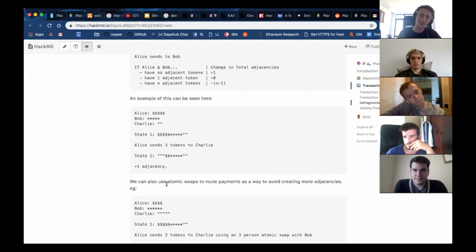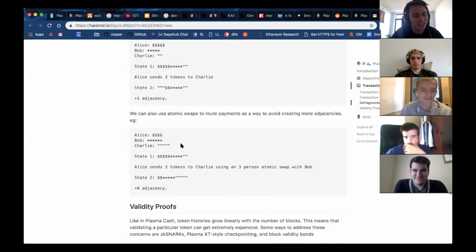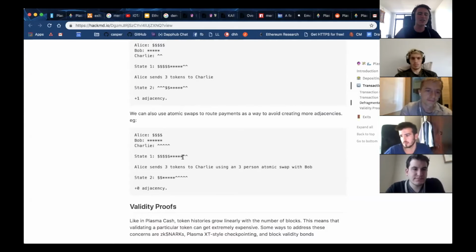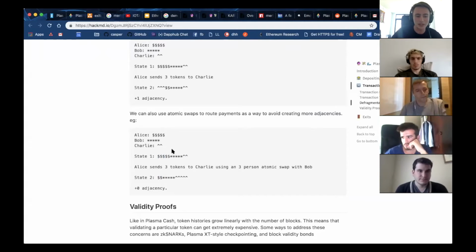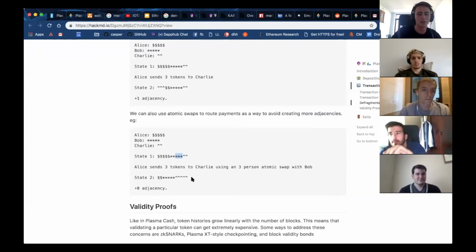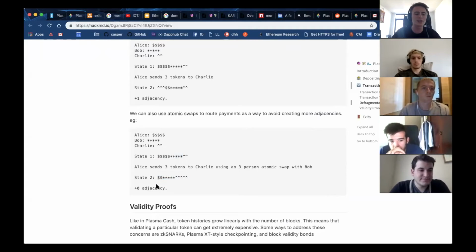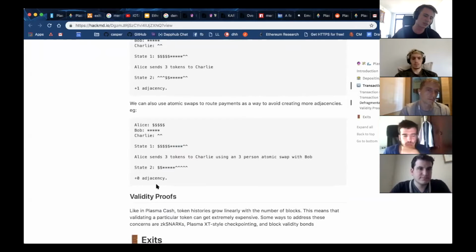However, there is something cool that we can do. Don't fear, y'all. We have figured out, for the most part, these atomic swap transactions. So we can do stuff similar to Lightning, where we have hubs which facilitate transactions so that you don't actually have to create adjacencies. Let's say Alice once again wants to transact with Charlie. Instead of converting these three coins directly into Charlie's coins, Alice will convert these three coins into Bob's coins, and Bob will convert these three coins into Charlie's coins. And so we end up with no added adjacencies. So if there are people who really want to transact with a lot of people, like hubs similar to Lightning, we may see them facilitate a lot of these transactions.